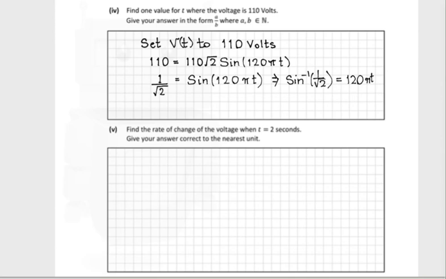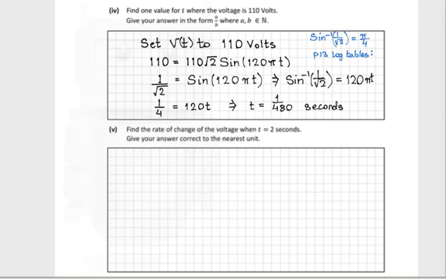Look up your log tables. This is very important as it can keep the result simple. We can see in the log tables we'll get pi over 4 from our page 13 trigonometric table. Set that equal to 120 pi t, and then we can get a final result of time is equal to 1 over 180 seconds. Let's go on to part 5.